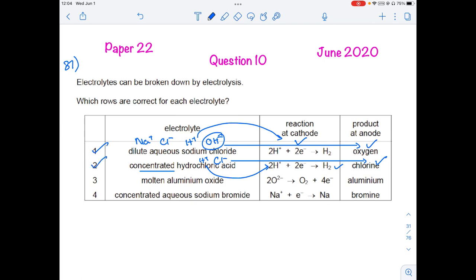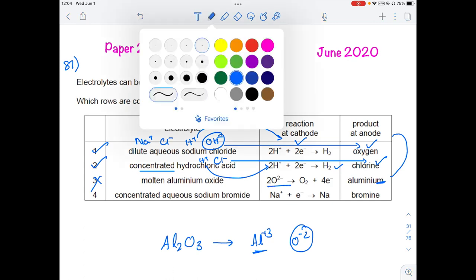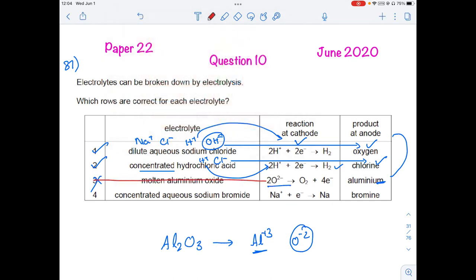Molten aluminium oxide. Aluminium oxide is Al2O3, which is nothing but Al plus 3 and O minus 2. Metal will always go to the cathode, but here it says that metal is at the anode, so option 3 is wrong. Moreover, oxygen goes to the anode, but it has been given that oxygen is going to the cathode, so they have switched it around. Aluminium should be at the cathode and oxygen should be at anode, so that is wrong.